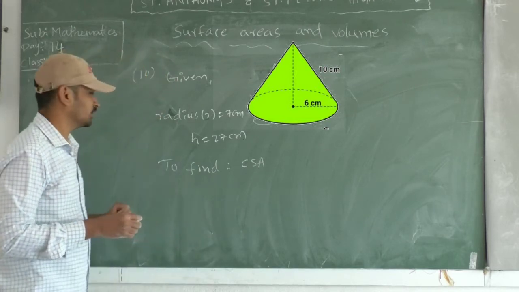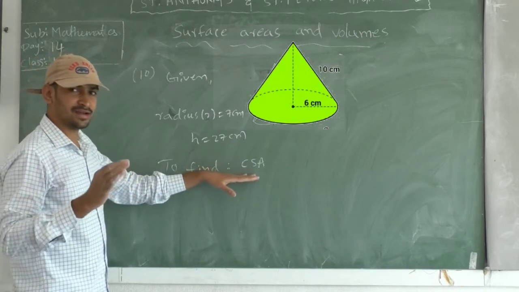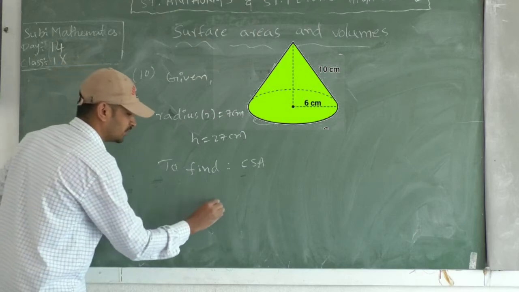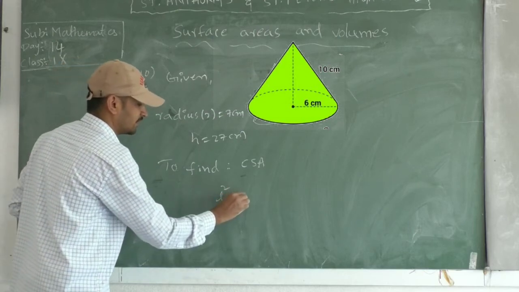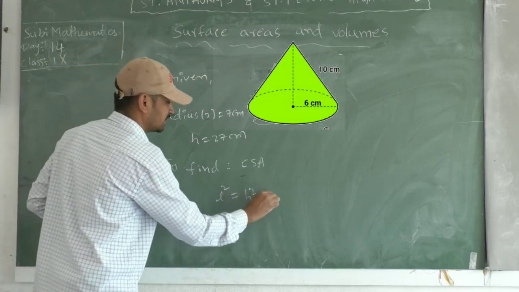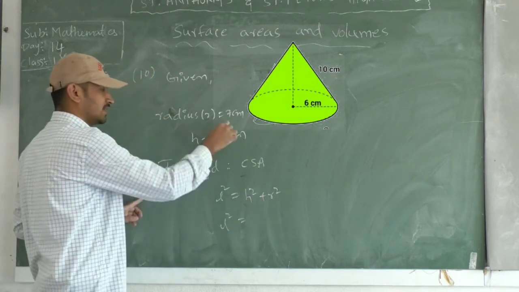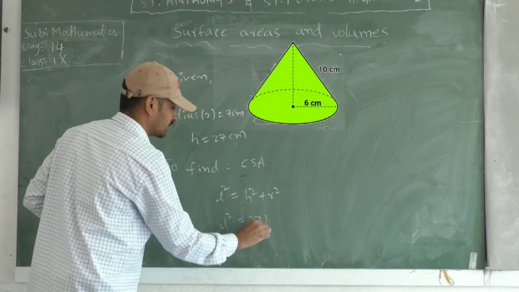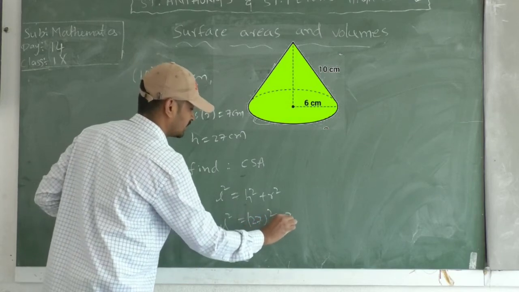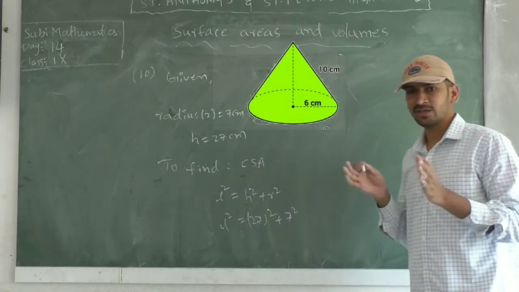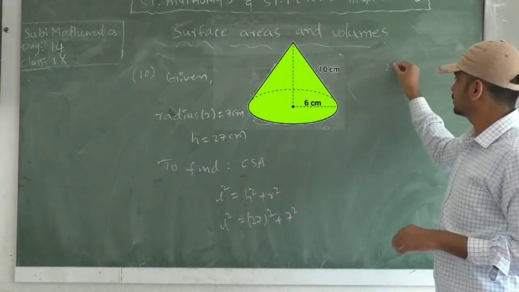So to find the CSA, we need pi r L. R is known, L is unknown. First you have to find the L value. We know the relation L square equals H square plus R square. So L square equals 27 square plus 7 square. So we have to find 27 square, which is nothing but 27 into 27.